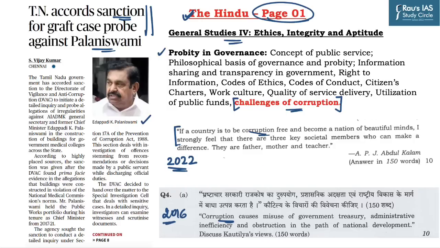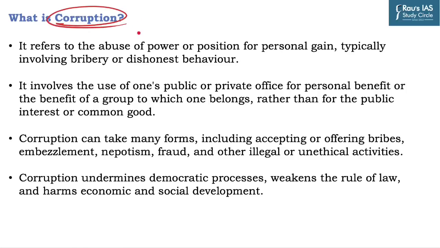Now, in this article, we will discuss what corruption is, what the causes of corruption are, and what the legal measures in India against corruption are. Firstly, we will see what corruption is. It refers to the abuse of power or position for personal gain, typically involving bribes or dishonest behavior. Further, it involves the use of one's public or private office for personal benefit or the benefit of a group to which one belongs, rather than for the public interest or common good. In short, it is the misuse of office for unofficial ends.